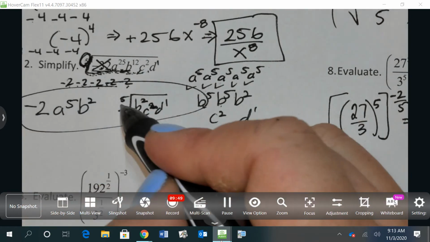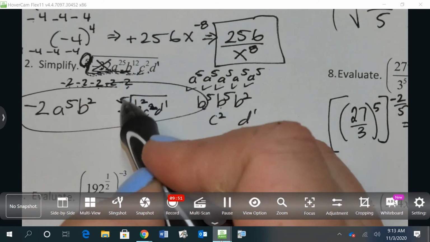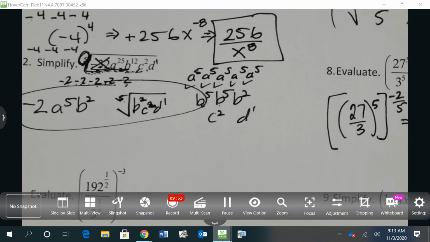This would be my final answer. Oftentimes students forget to put the nth root up here when they rewrite it. This is the final answer.